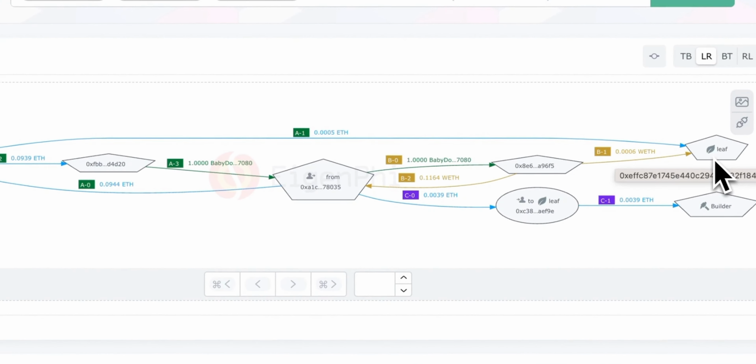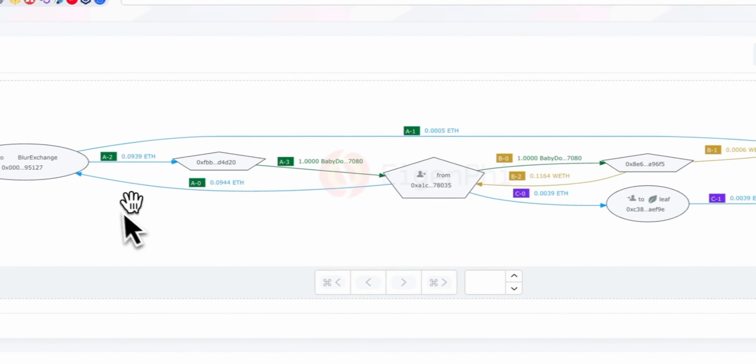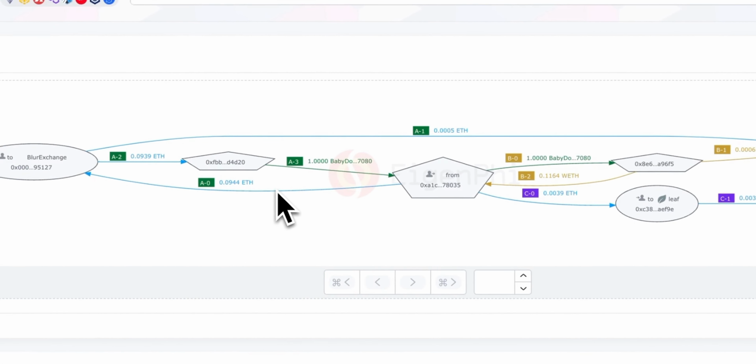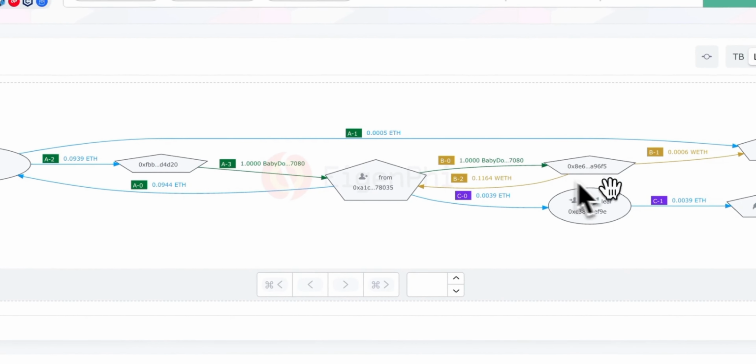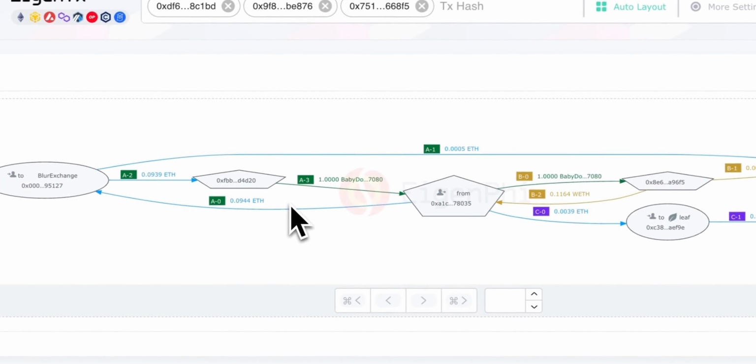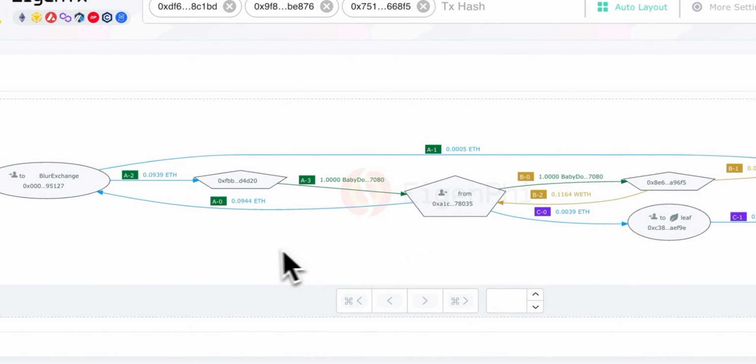In short, the transaction A is the process that the bot bought an NFT, the transaction B is the process of selling it, and the transaction C is tipping the Flashbots, who provide bundling service to ensure the success of the transaction. In transaction A, the from address bought an NFT Babydoge at Blur Exchange for 0.0944 ETH in step A0.